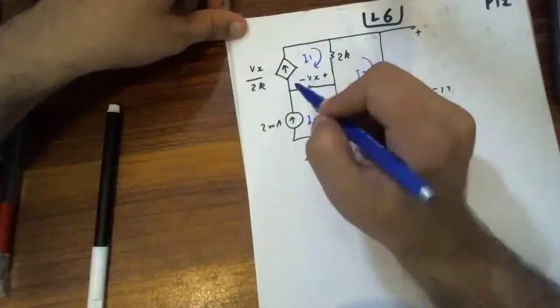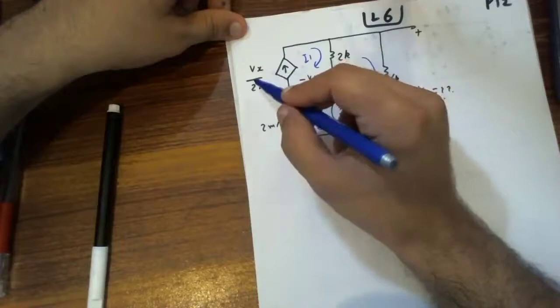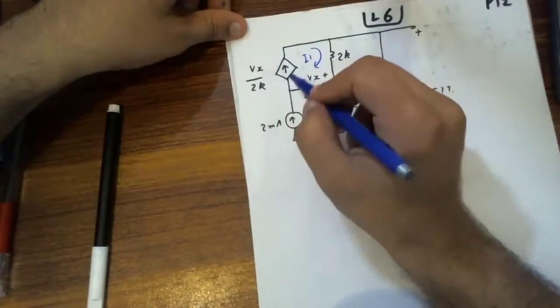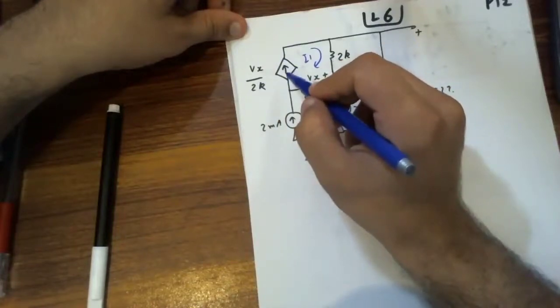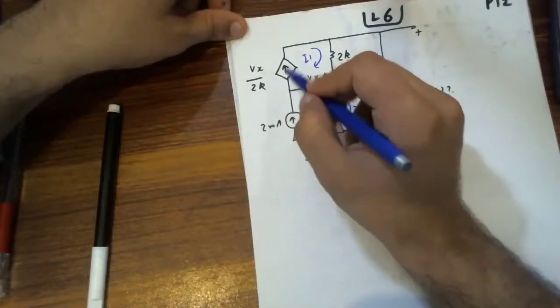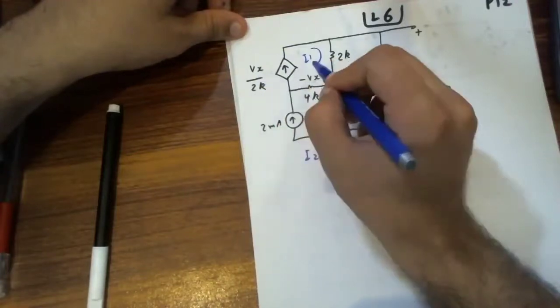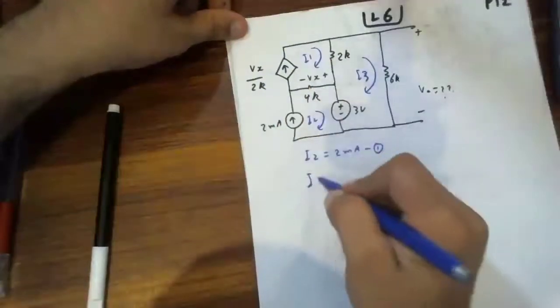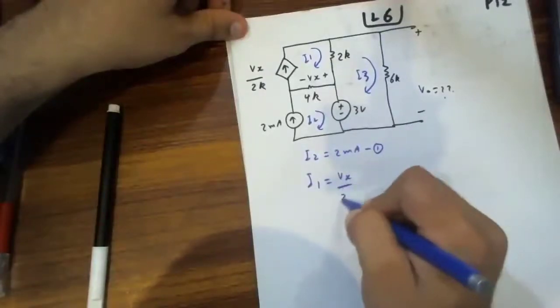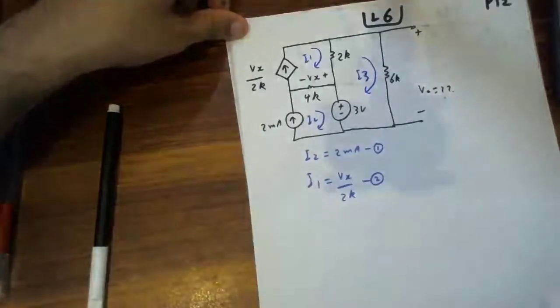In this branch, the current from bottom to the top is I1. But we are given that the current in this branch forced by this source is equal to Vx over 2k. So इस branch की हमें current given है from bottom to the top, which is equal to Vx over 2k. So from here we can deduce that I1 is equal to Vx over 2k. This is my second equation.